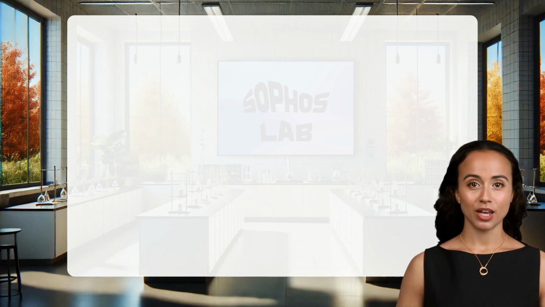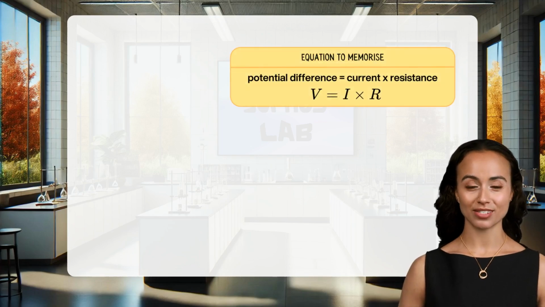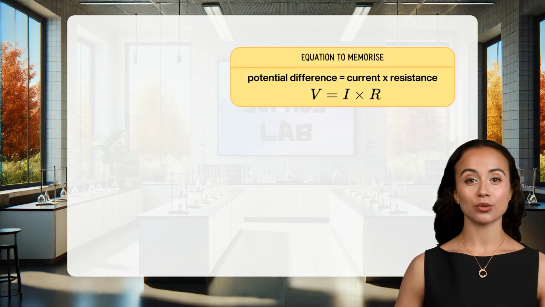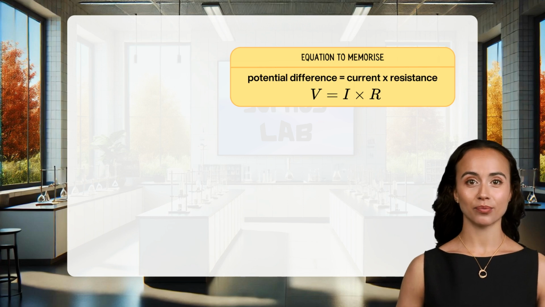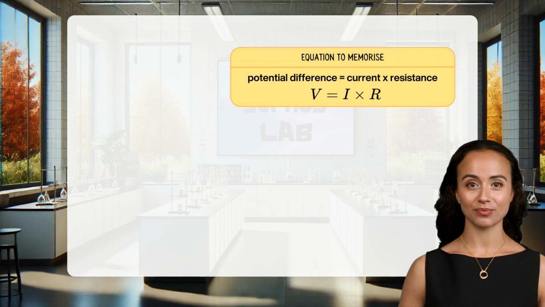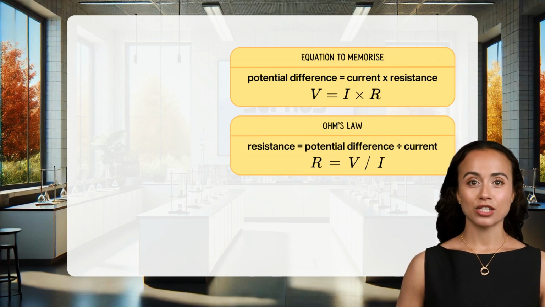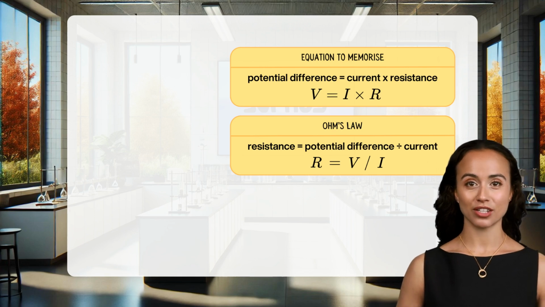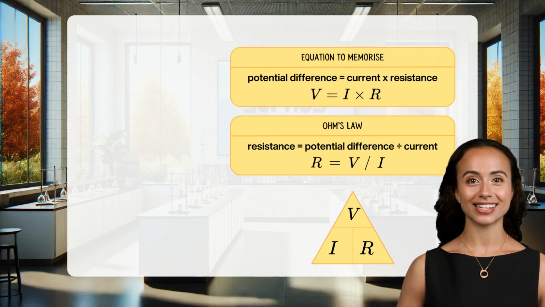to resistance. We can express Ohm's law as an equation by using the equation for potential difference, which shows that potential difference equals current multiplied by resistance, or V equals I multiplied by R. We can rearrange this equation so that resistance is the subject. When resistance is the subject, we get the equation: resistance equals potential difference divided by current, or R equals V over I. To understand the rearrangement of this equation, recall this triangle. This can be helpful for learning this equation for your exam.